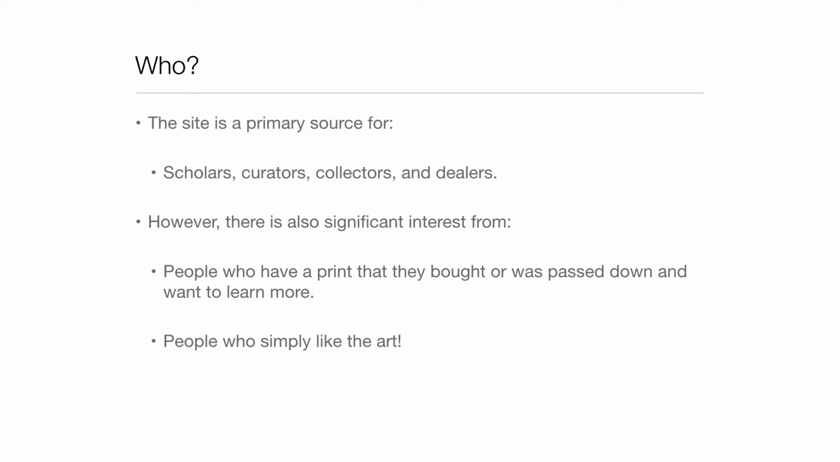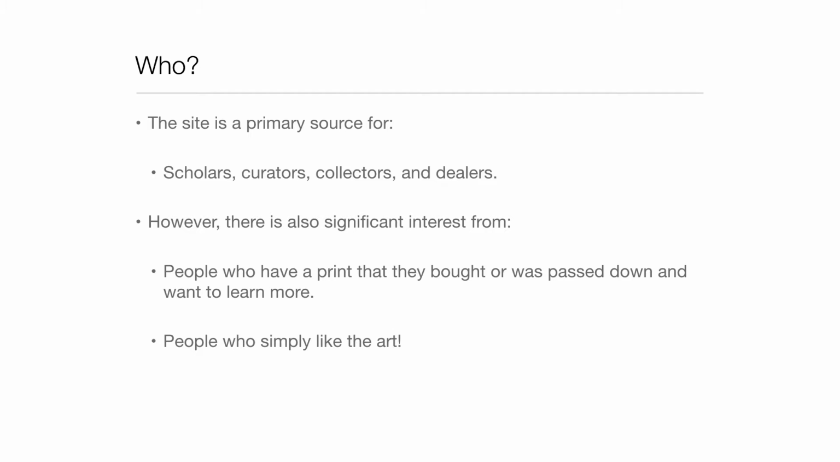Now, if we really want to understand who is using this website, I went back and looked at the people who've contacted me over the years, who've told me about how they've used the site. Obviously the website as it exists now is a primary source of information for people who are invested in Japanese prints: scholars, curators, collectors, dealers. These are all people for whom this website is really proving to be invaluable.